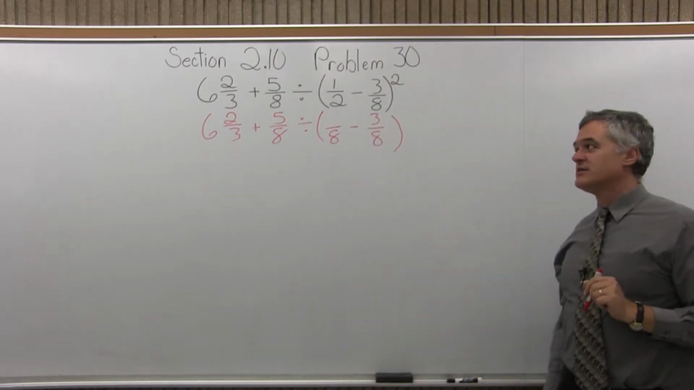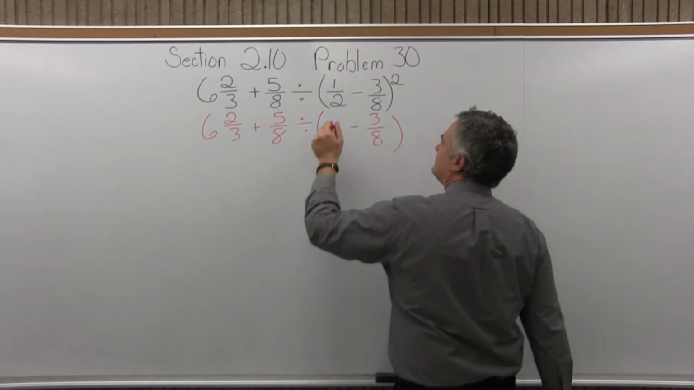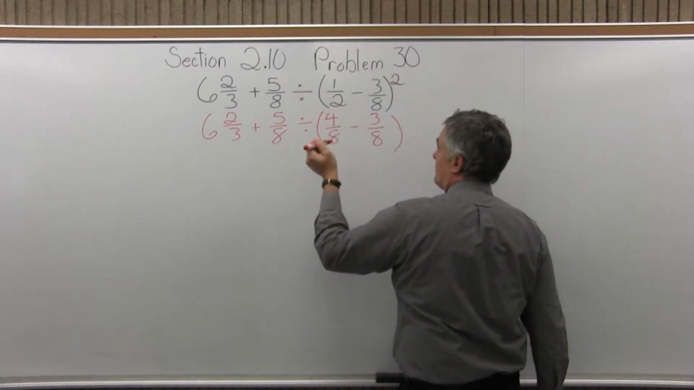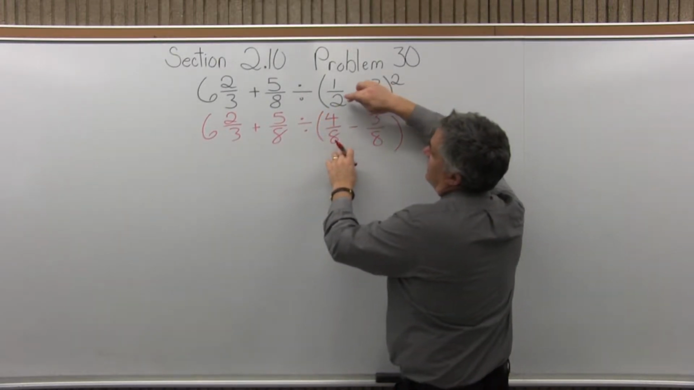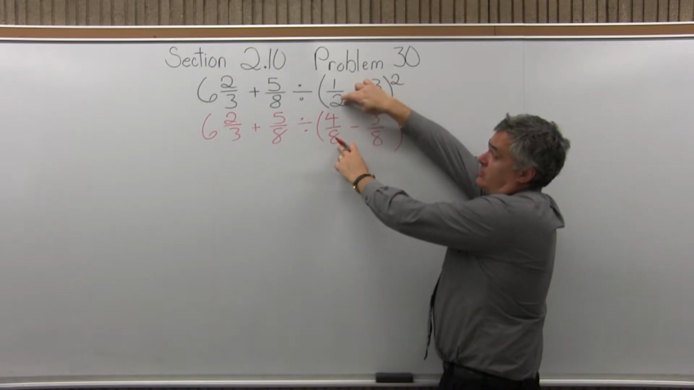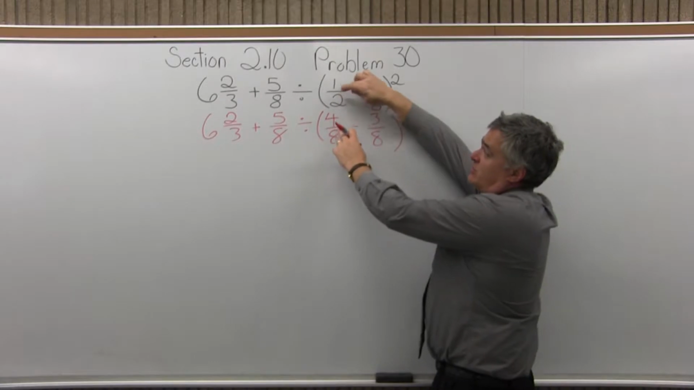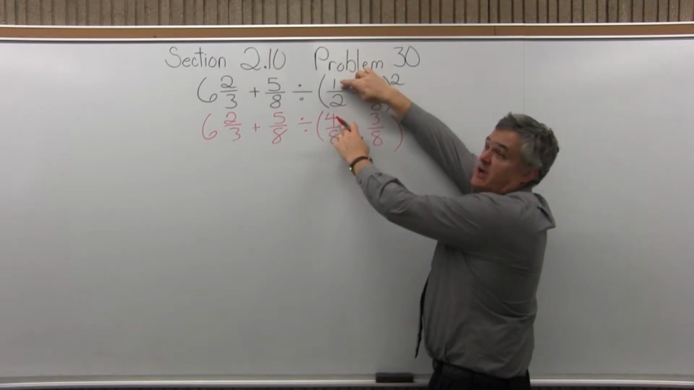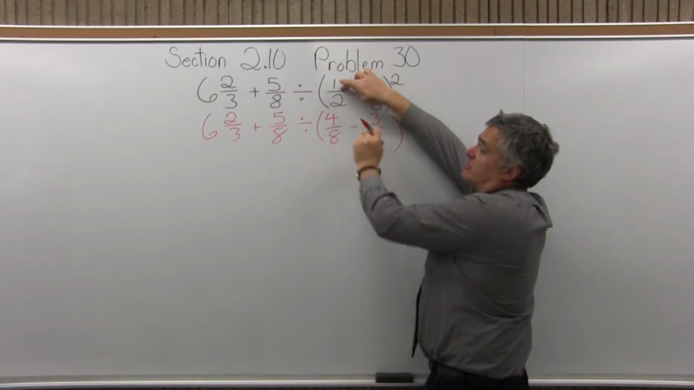So it just stays 3/8. But the 1/2, in terms of eighths, would be written 4/8. And again, how did I get that? The denominator was 2. I must have multiplied times 4 to turn the 2 into an 8. 2 times 4 is 8. So the numerator would be multiplied times the same value, in this case 4. 1 times 4 is 4.